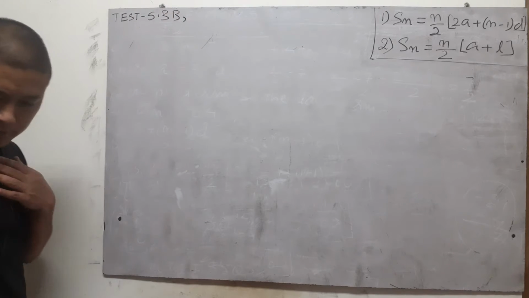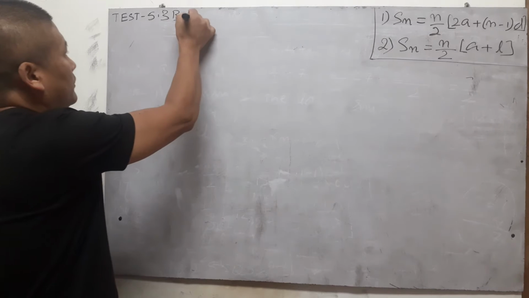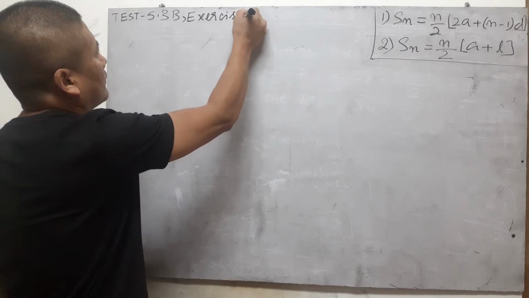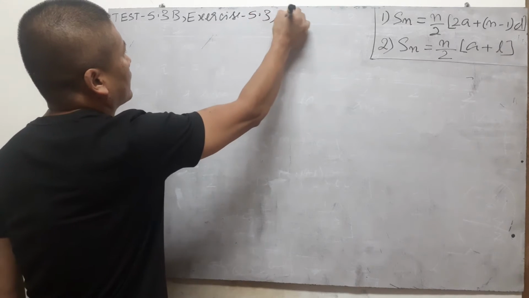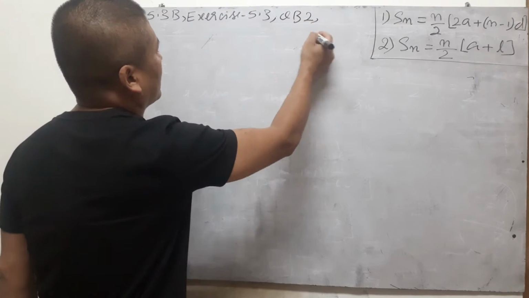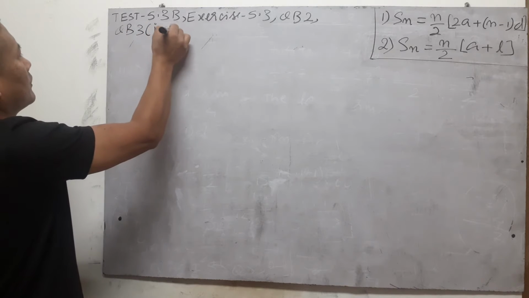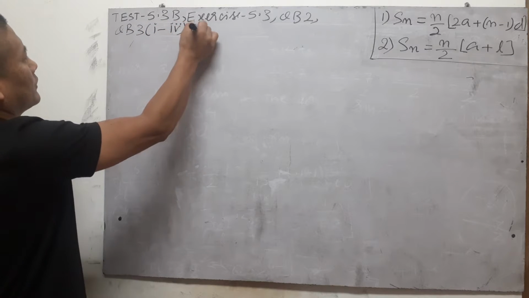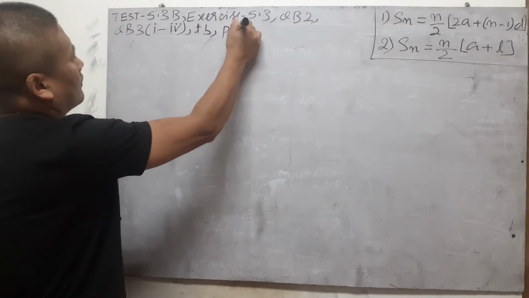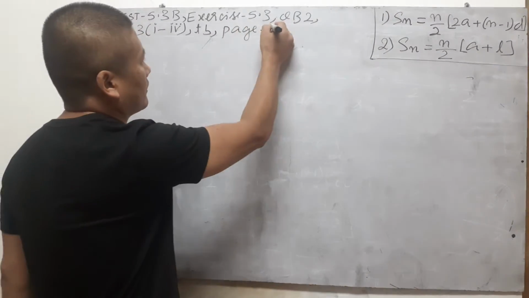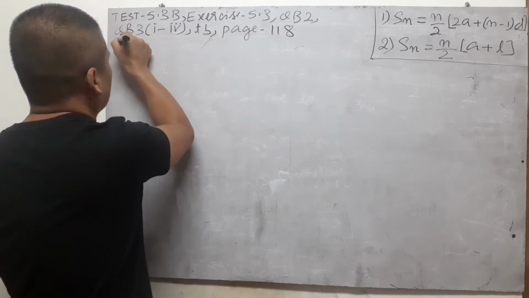5.3B. Okay, 5.3B. This will be under your exercise of 5.3, question B2, comma, and question B3, subheading 1 to 4, in the textbook, page 118. So let's write it down.